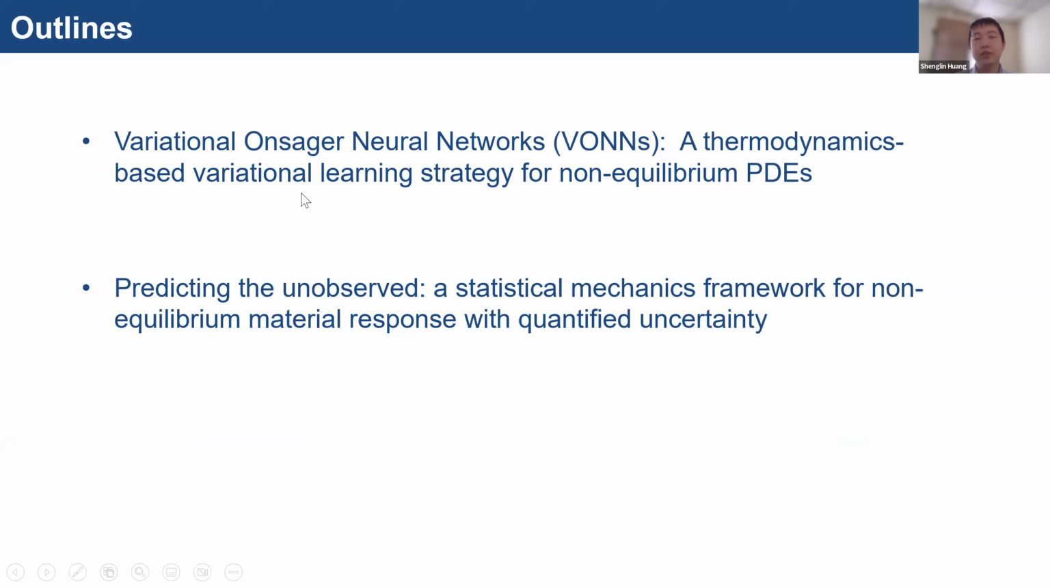neural network. It's a machine learning strategy to learn non-equilibrium PDEs. The second one, although it's not machine learning, is still data-driven. It is a statistical mechanics framework to extrapolate non-equilibrium material behaviors with uncertainty quantification.